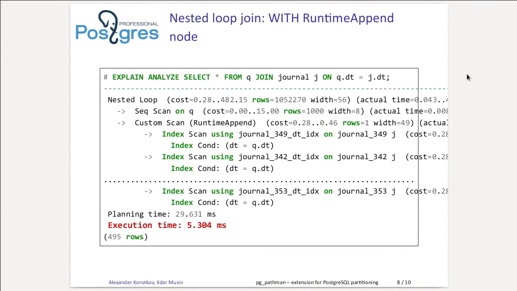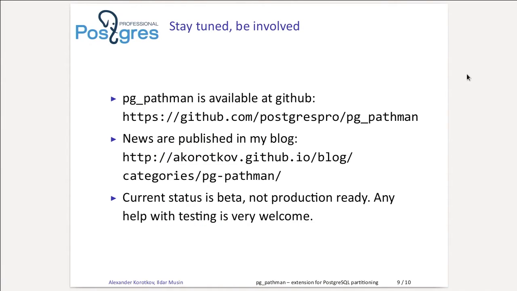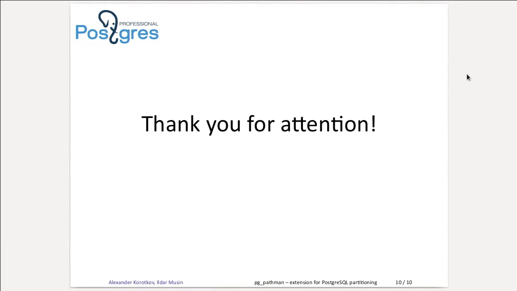This is a custom node, thanks to the custom nodes mechanism in Postgres. This runtime append node selects which table to scan depending on parameters and scans only that table. It's available on GitHub. It's currently beta, not for production use, but any testing is welcome. I will publish news on my blog, and that's all.